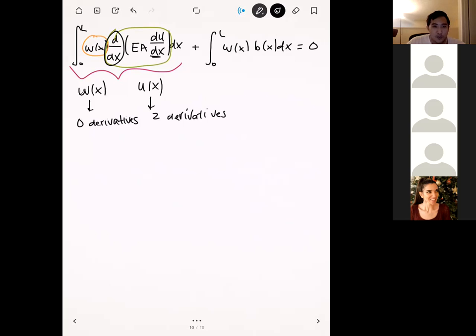And so at this point, w of x is looking at u of x and saying, hey, that's not fair. How come you can have two derivatives and I have 0, right? And so what we have right here is an unbalanced situation. We have two functions here, essentially. E and A don't really count because they're physical properties, but we have two functions here, and their derivatives are unbalanced. Okay. And so this is not good. What we want to do is balance these so they have an equal amount of derivatives.